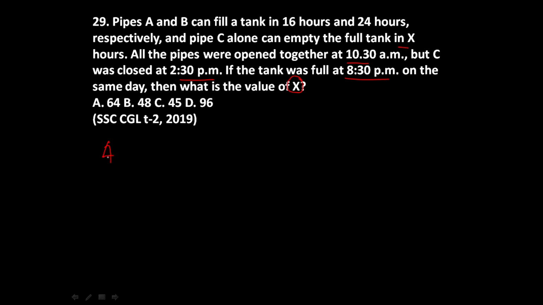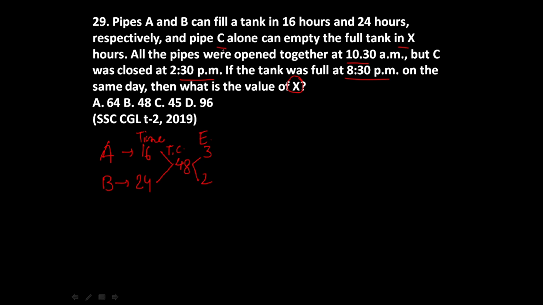So there are two inlet pipes and one outlet pipe. The outlet pipe is C. Inlet pipes A and B have time frames of 16 hours and 24 hours. So what is the total capacity? The LCM is 48. So what is the efficiency? The efficiency is 3 and 2. Total capacity is time into efficiency. Clear?